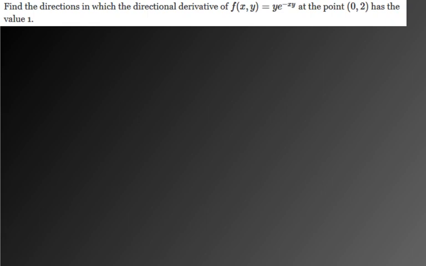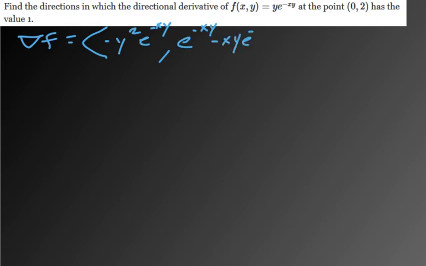So we're going to need the gradient. We're going to take the gradient of f, which is just all of our partial derivatives. f with respect to x would be negative y squared e to the negative xy. And then f with respect to y, you have to do chain rule, and you're going to get product rule: e to the negative xy minus xy e to the negative xy. And we need the gradient at (0, 2), and if you plug everything in, you should get (-4, 1).